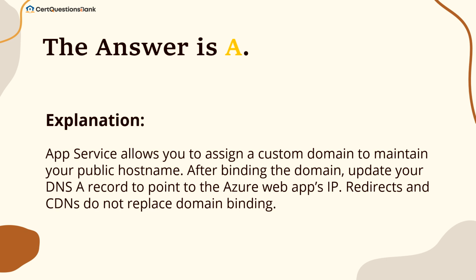The answer is A. App Service allows you to assign a custom domain to maintain your public host name. After binding the domain, update your DNS record to point to the Azure Web Apps IP. Redirects and CDNs do not replace domain binding.